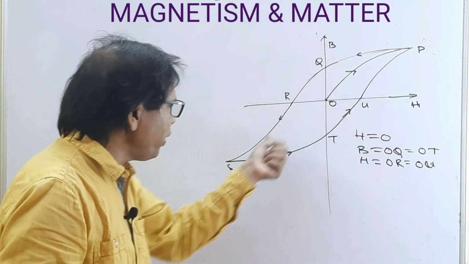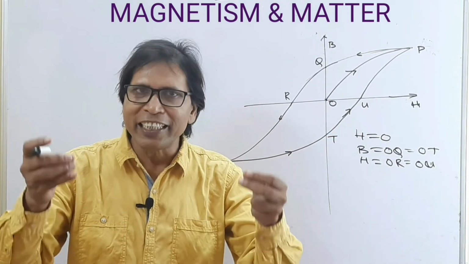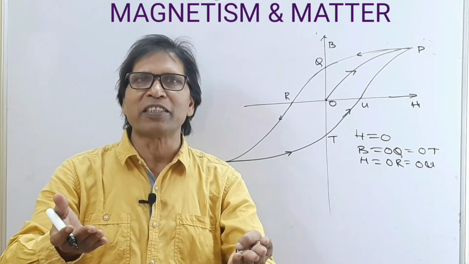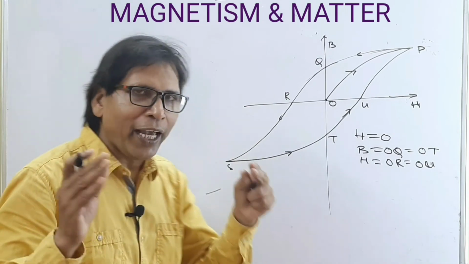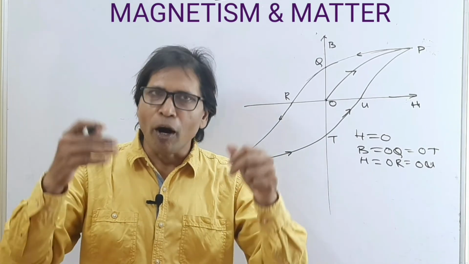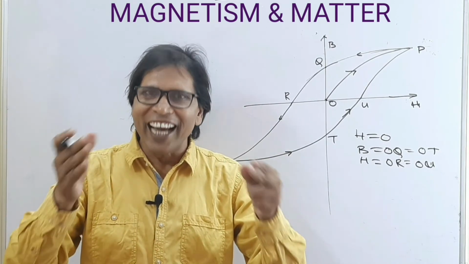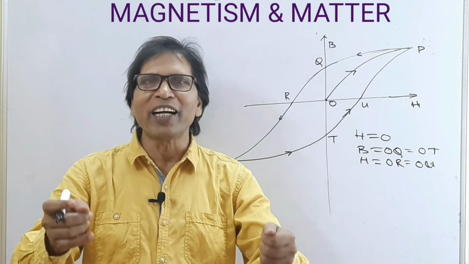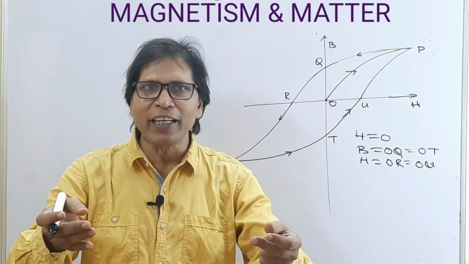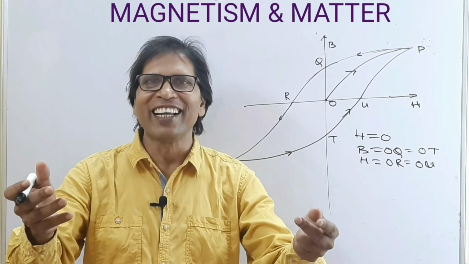The area bounded by the BH loop represents the energy dissipation per unit volume in the magnetic substance. The area of the BH loop for soft iron is very small in comparison to the area of the BH loop of steel. That is why the core of the transformer is manufactured from soft iron instead of steel.